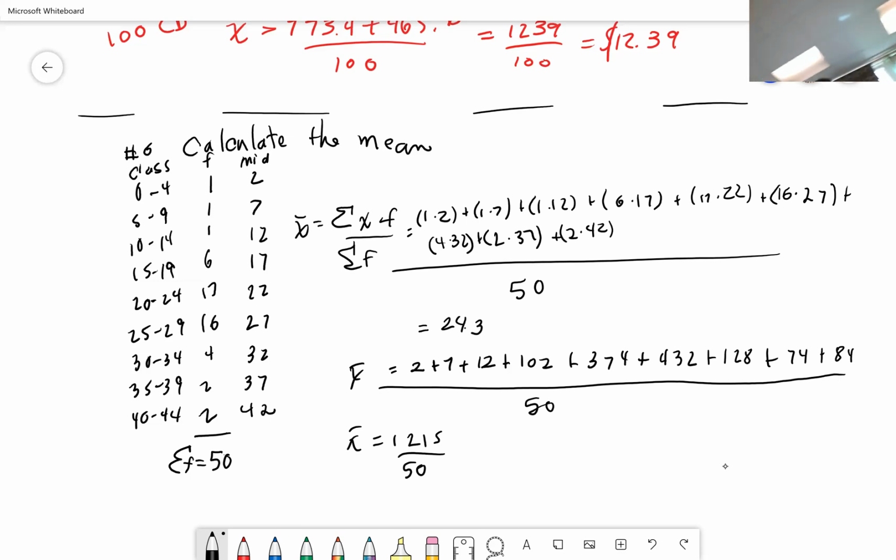Nobody wants to do it? Okay. Those are little mistakes. That's why you show your work, because it's very easy to make a mistake when you have so many numbers.